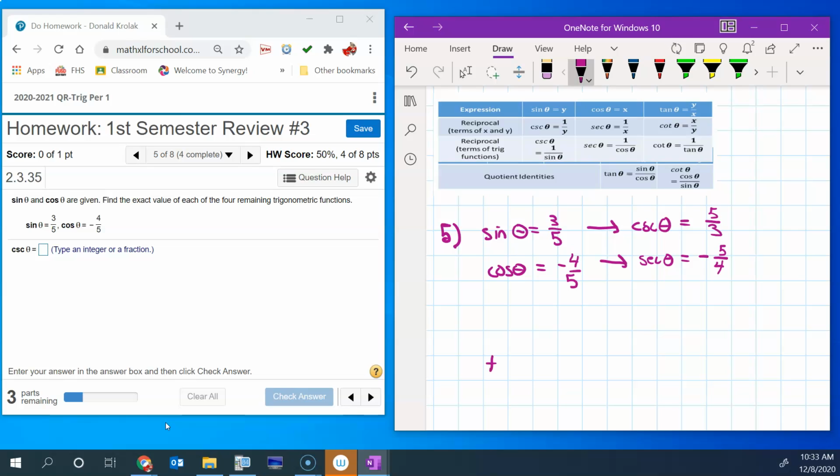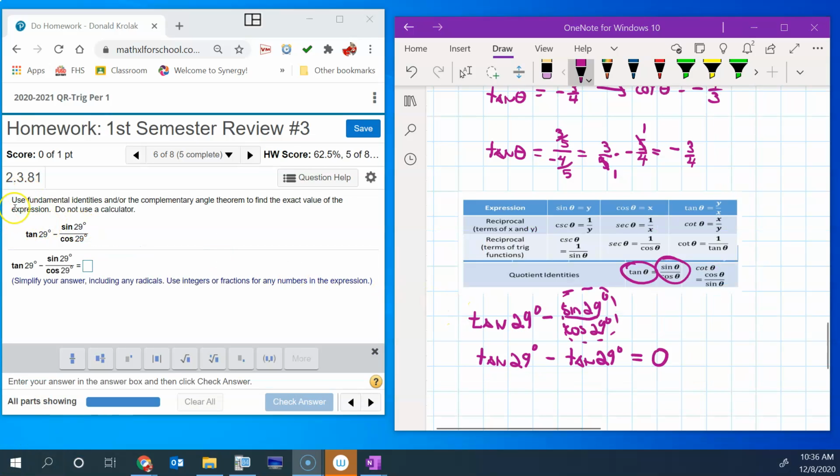Okay, to get tangent, it's the sine divided by the cosine. So this is going to be a negative fraction times negative 5/4. The 5's cancel. And I'm going to have negative 3/4. And that's going to make my cotangent negative 4/3.